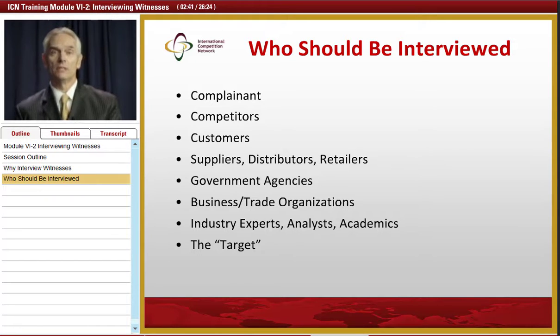Now each type of witness here has the opportunity and the ability to give you useful information towards your investigation. But some types of witnesses have advantages over the other types. For example, the complainant. If a complainant comes to you, they're obviously highly motivated to talk to you, and they may have lots of information that's useful to you. But they also may have a hidden agenda, and you sometimes have to be careful when you're dealing with a complainant.